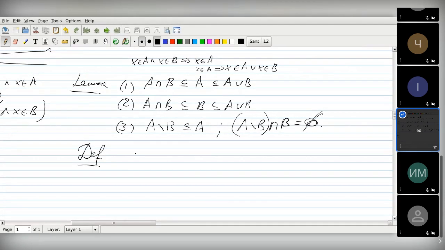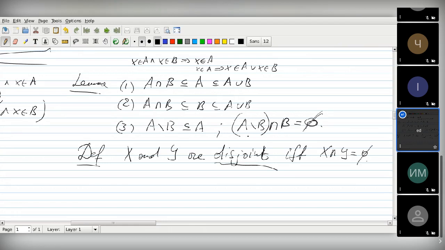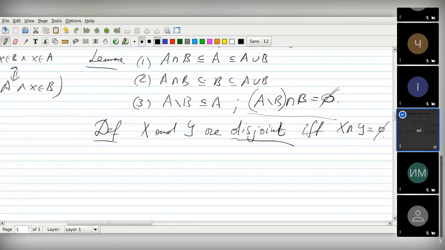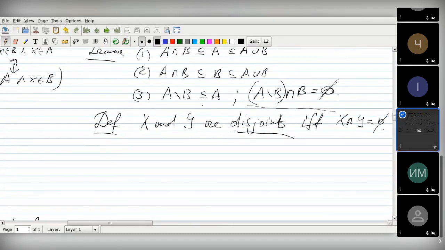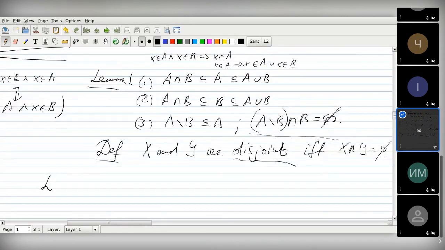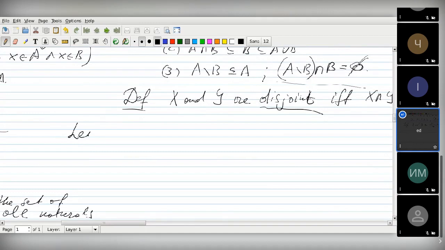By the way, we say that X and Y are disjoint if the intersection is empty, if they have no common element. So A minus B and B are disjoint. And now let's prove something more interesting, namely the following fact. Let's call it lemma 1 and our lemma 2.